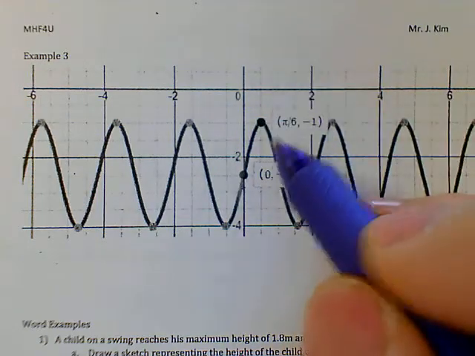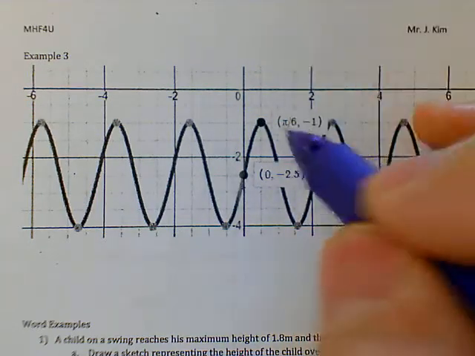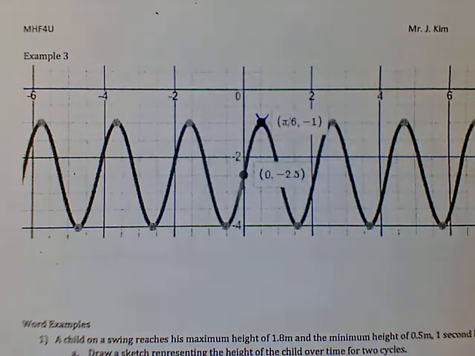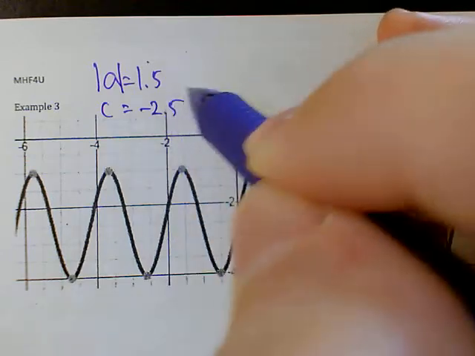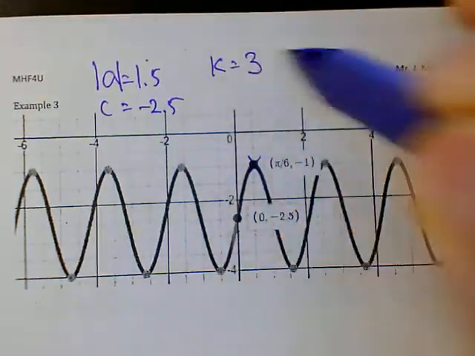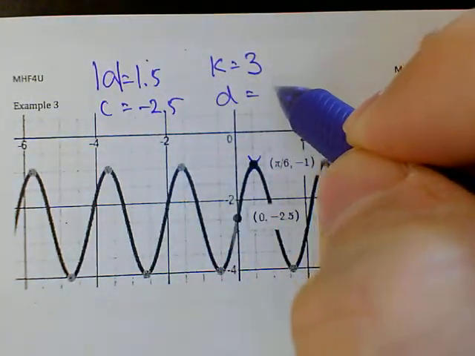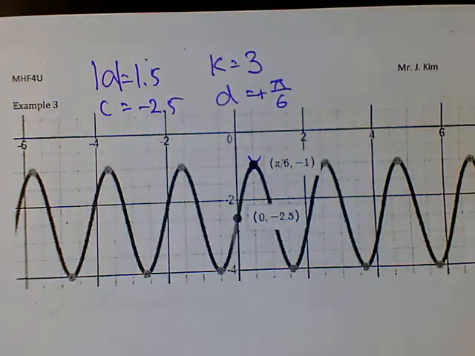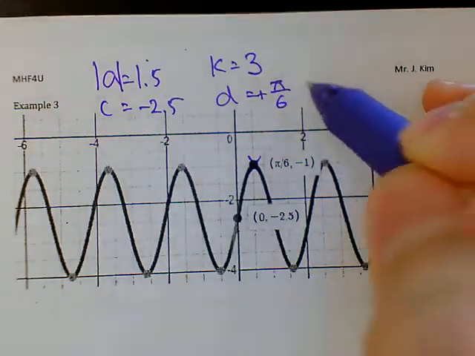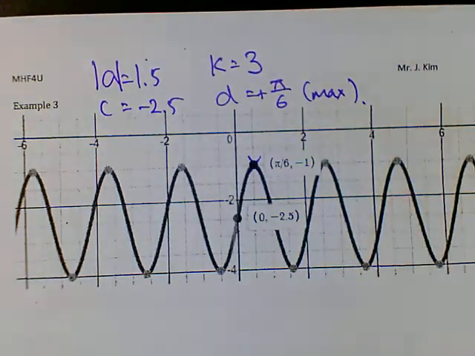So let's pretend you want to be a little different, and you chose your starting curve to be pi over 6. Once again, my A value is 1.5, the absolute value. The C value is negative 2.5. My K value is a 3. And you're going to say, I'm going to pretend I moved pi over 6 to the right, and that's going to be a maximum.